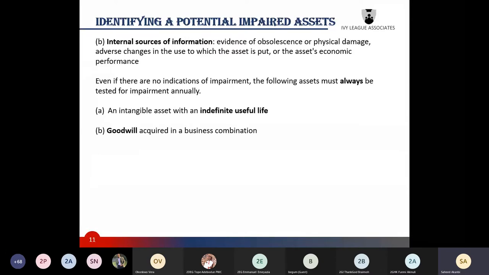Examples of internal indicators of impairment of an asset are evidence of obsolescence of the asset, or when an asset has been physically damaged, or when there is an adverse change in the use of the asset, or when there is a reduction in the economic performance of the asset. Those are the internal indicators of impairment of the asset.